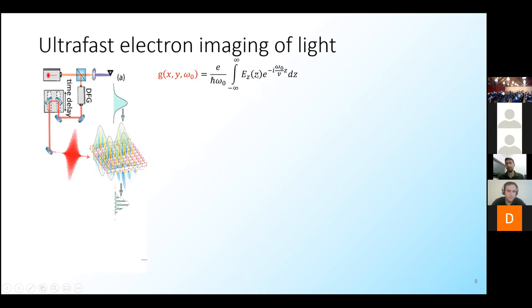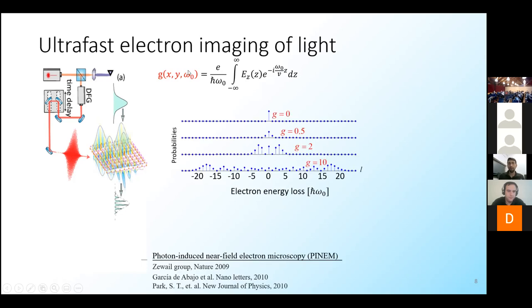And the theory is that the electron can probe the electric field along its trajectory. So if the electron moves along the z-axis, it actually probes all the electric field along its path. And this coupling actually changes the whole wave function of the electron.